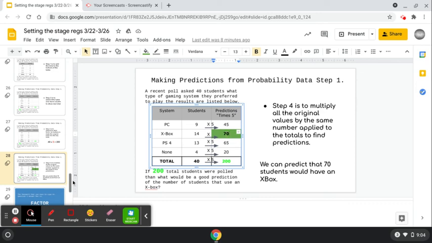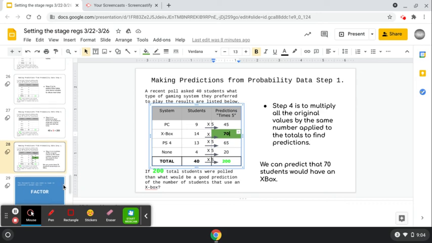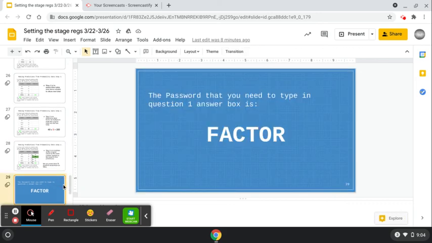Okay, so thank you for watching the video like you're supposed to. So question 1 is asking for the password. The password you need to type in the box below to get the answer, to get full credit, to show me you watched this, is the word factor in all caps. I do want it in all caps. I take that back. Just type the word factor in the box, and then go ahead and move to question 2 and continue down the rest of the practice.